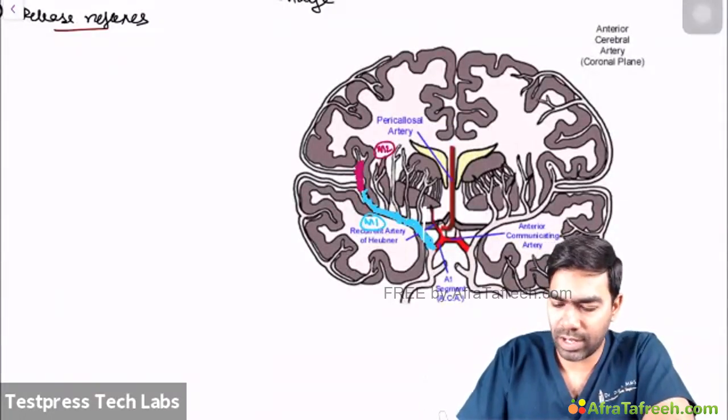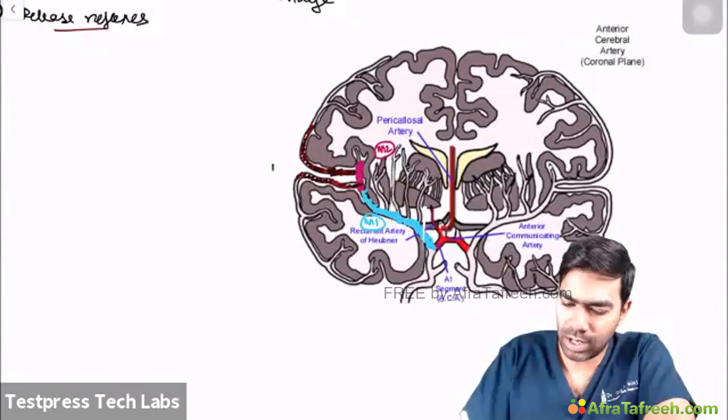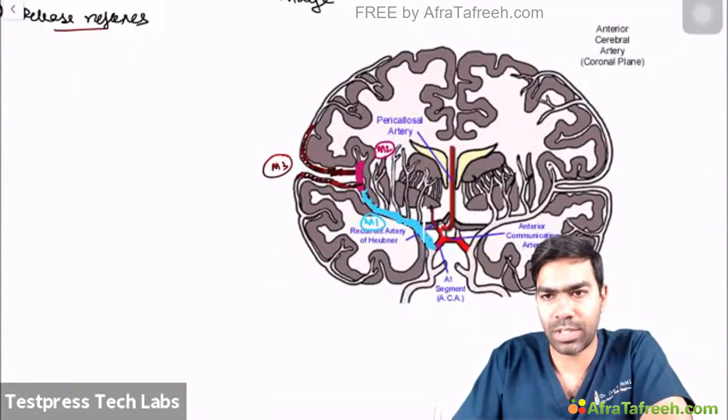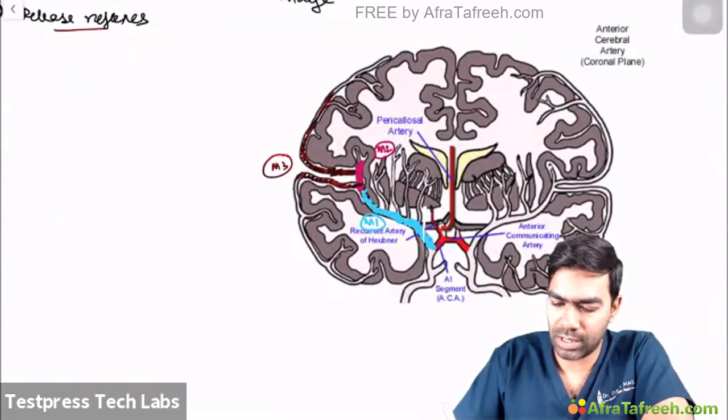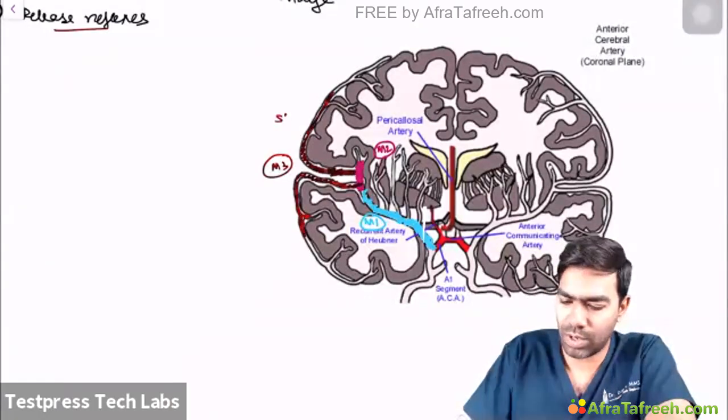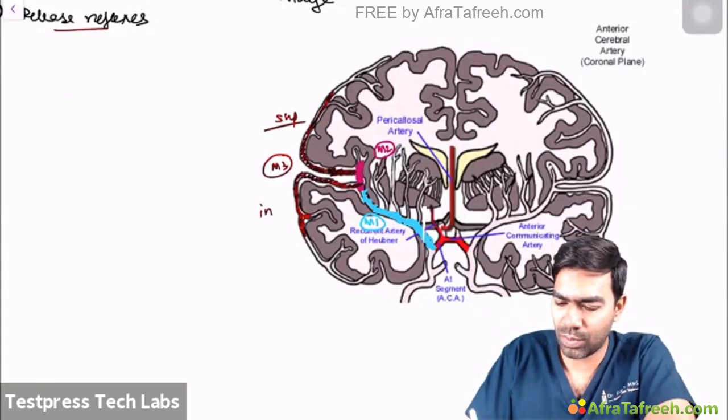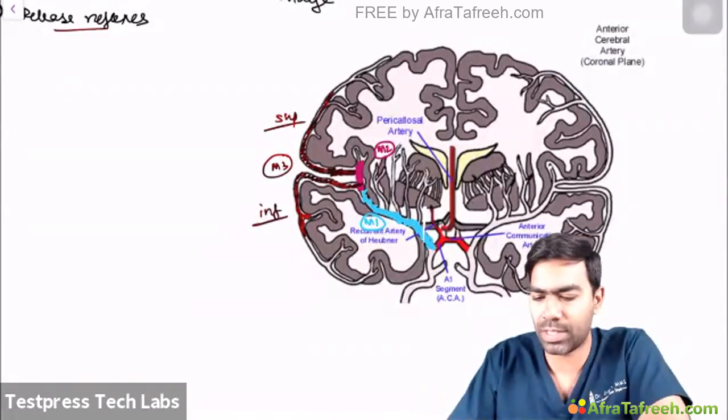Then we have the final mixed color, which I'm drawing here. These are the cortical segments of the MCA, which means these are the cortical branches. These are also called the M3 segments of the MCA. As far as M3 is concerned, you can see that it courses up and down like this. This is what we refer to as the superior division of the MCA, and this is the inferior division of the MCA.